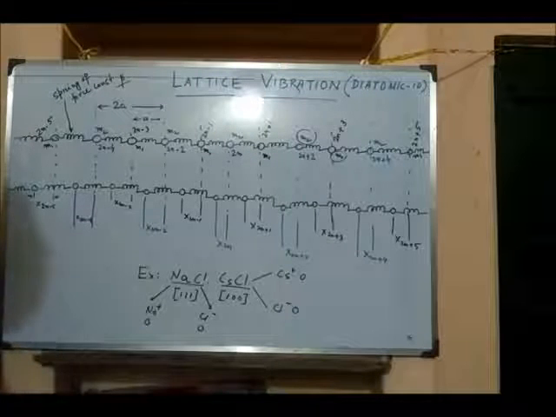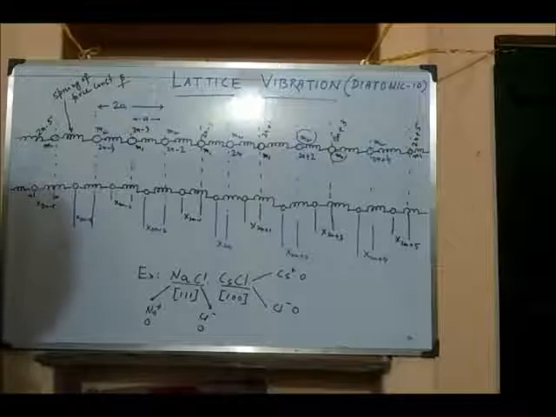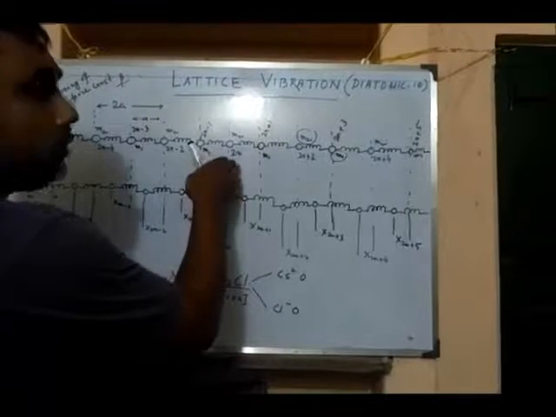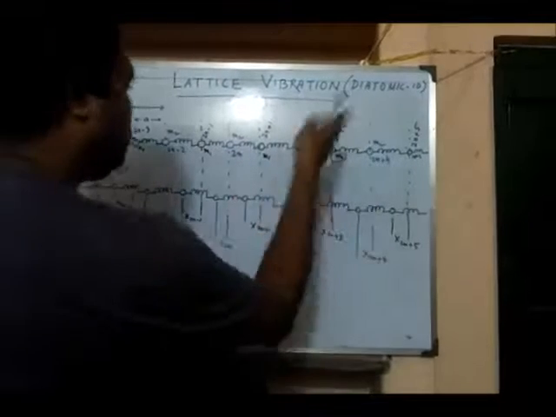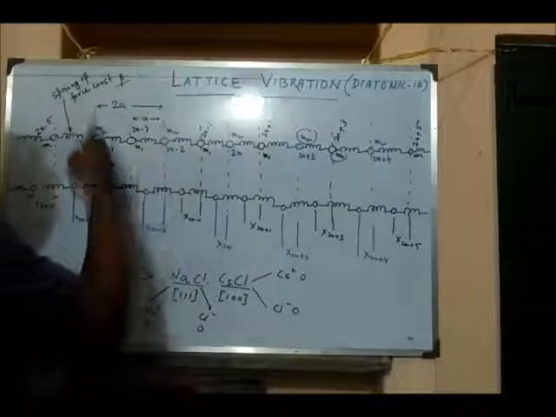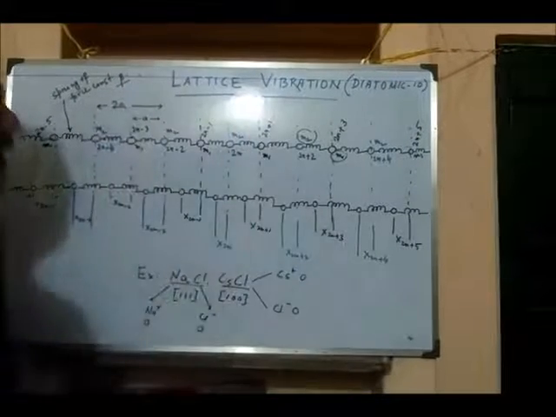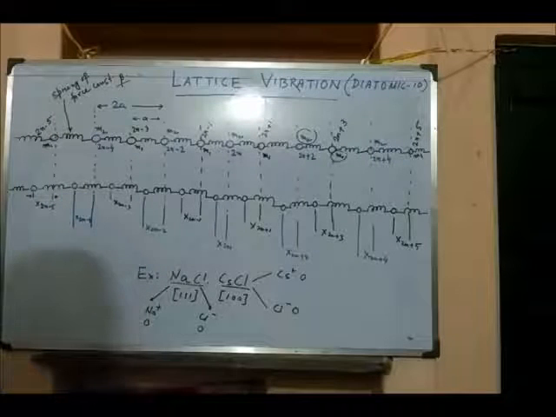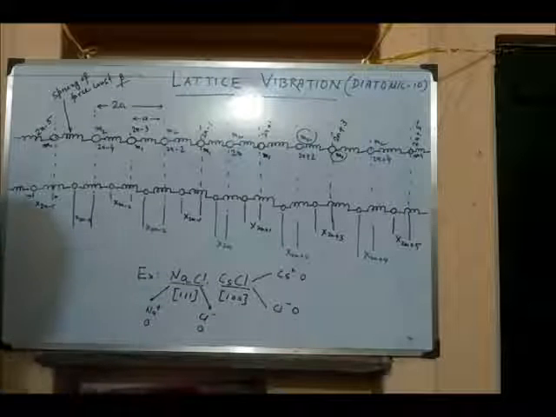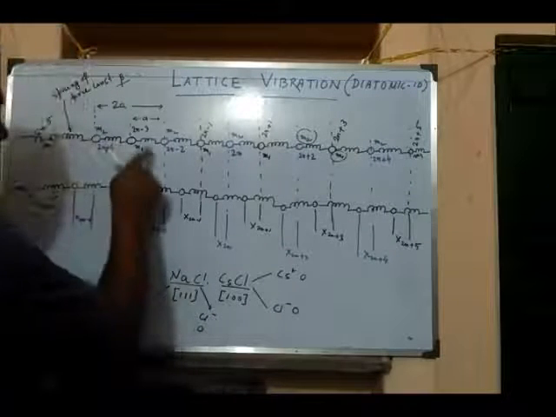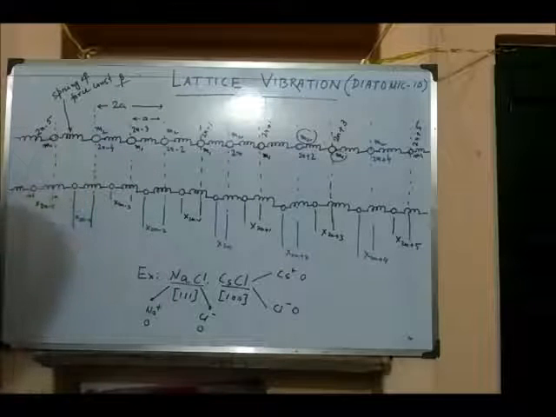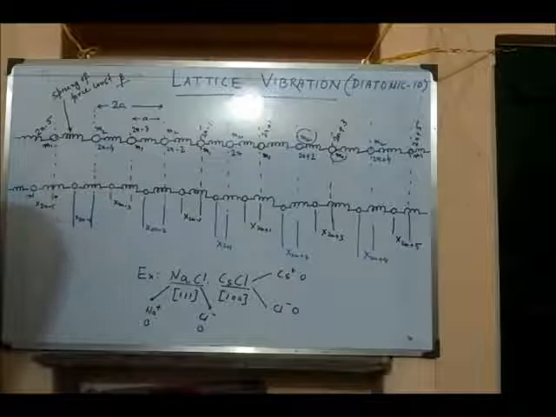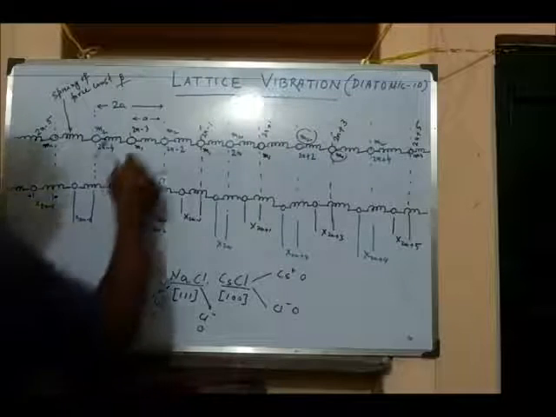For simplicity, we consider that those mass points at even positions, that means 2n, 2n plus 2, 2n plus 4 on the one side, and 2n minus 2, 2n minus 4 on the left-hand side, have mass M2, and they are evenly spaced mass points. But those mass points having mass M1 are at odd positions.